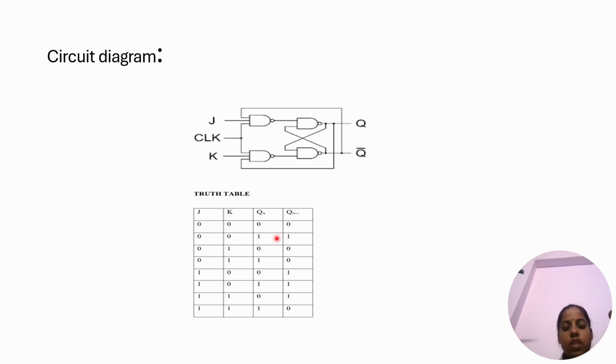With 0 0 inputs, present state is 0, next state is 0. With 0 0 inputs, present state is 1, next state is 1. 0 1: present state is 0, next state is 0. Again 0 1: present state is 1, next state is 0. 1 0: present state is 0, next state is 1. Again 1 0: present state is 1, next state is 1. And 1 1: present state is 0, next state is 1. Again 1 1: present state is 1, next state is 0. This is all about the JK flip-flop.